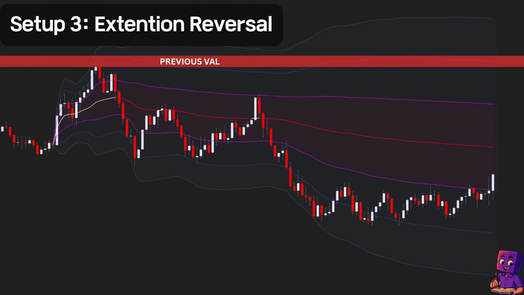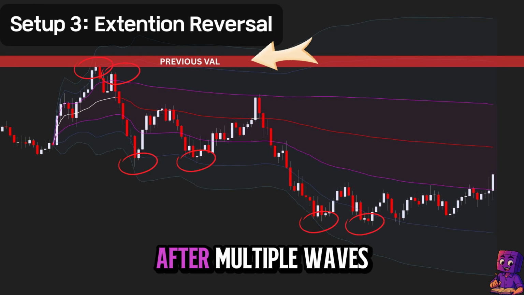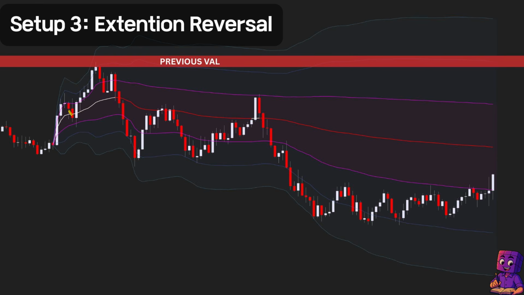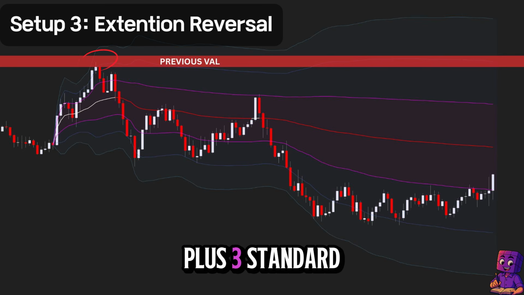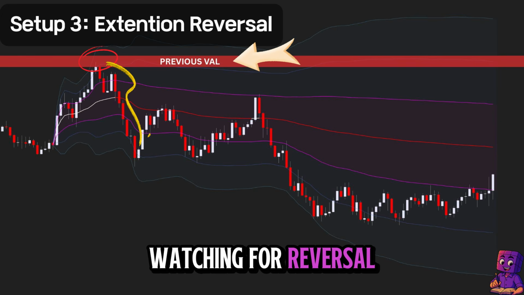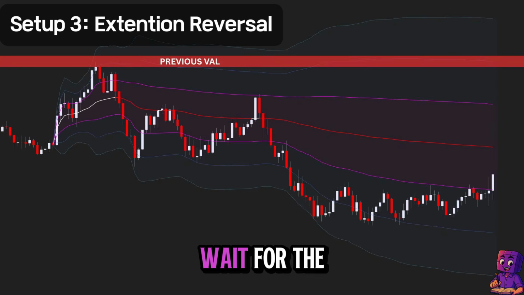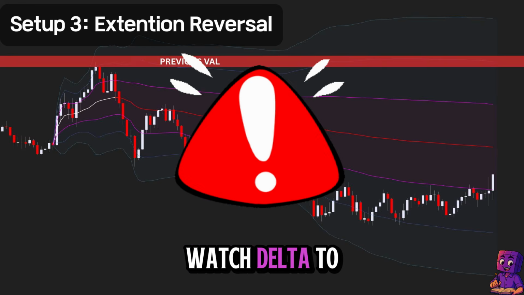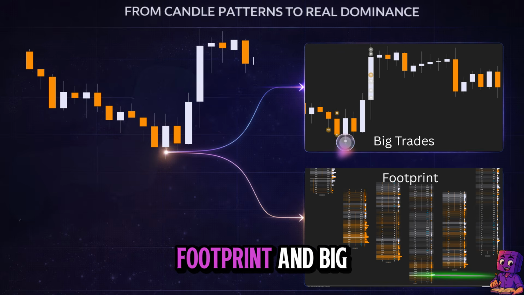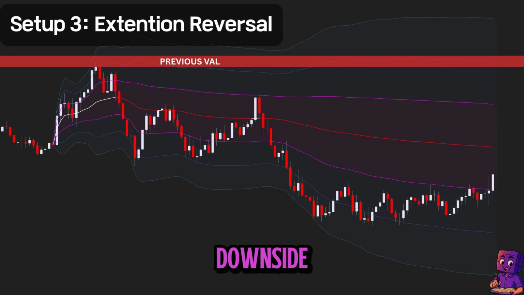Setup 3, extension reversal area on +2, +3 or -2, -3, plus a volume profile zone. After multiple waves and an extended move, if price hits +2 or +3 standard deviation into a volume profile resistance zone, you can start watching for reversal conditions. Of course, you don't want to enter blindly at the area. Wait for the price to react. Watch delta to confirm it's in your favor and use the footprint and big orders to see real action in your desired direction. Same on the downside.